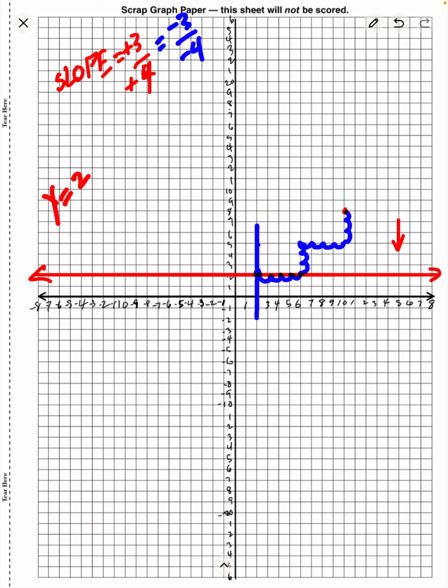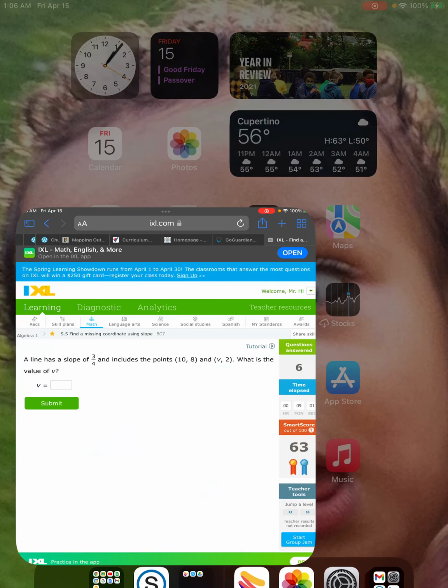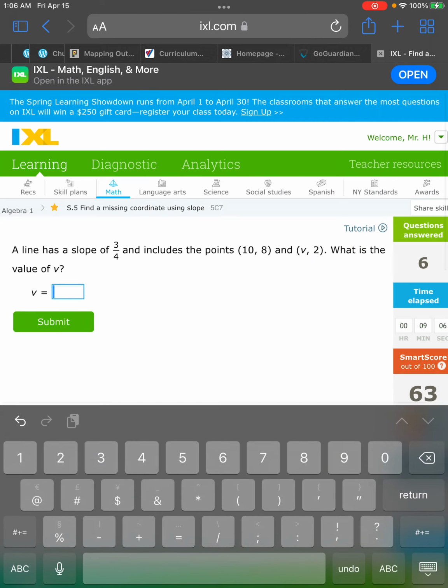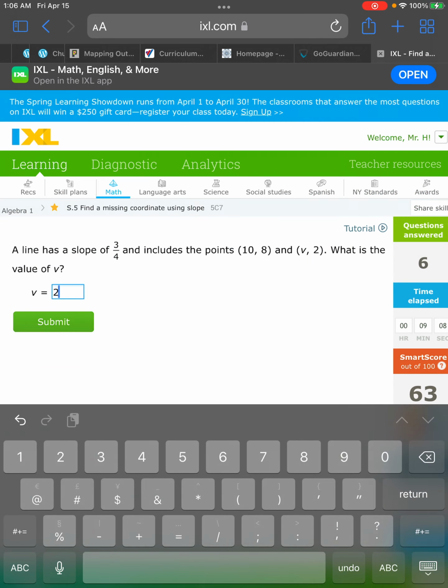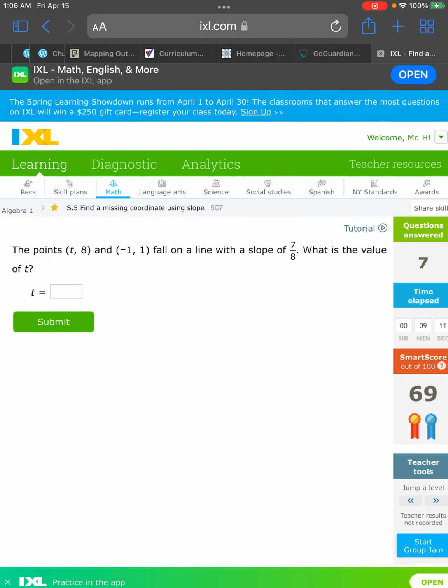So here's where I wind up. And the x value here is 2. So the coordinate would be 2, 2. And so if I go back to IXL, I'm just going to put 2 in for v. And we're all good.